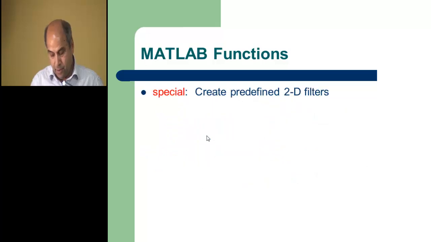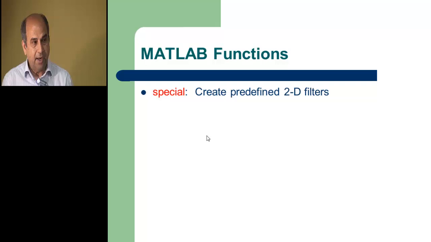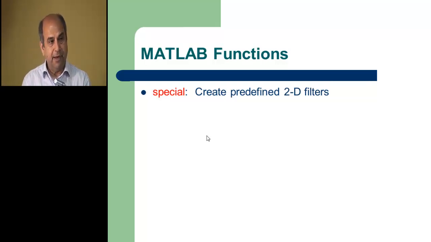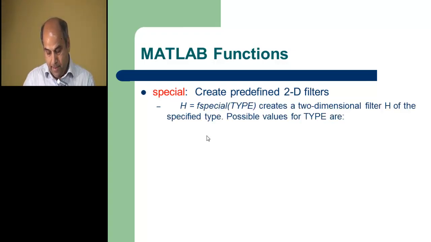Mean, of course, will do the average value, and you can do it for vectors and for matrices, and so on. Then I think the interesting function is called fspecial, and you can create different filters using this. You can put in what type of filter you want, and generate that in H.